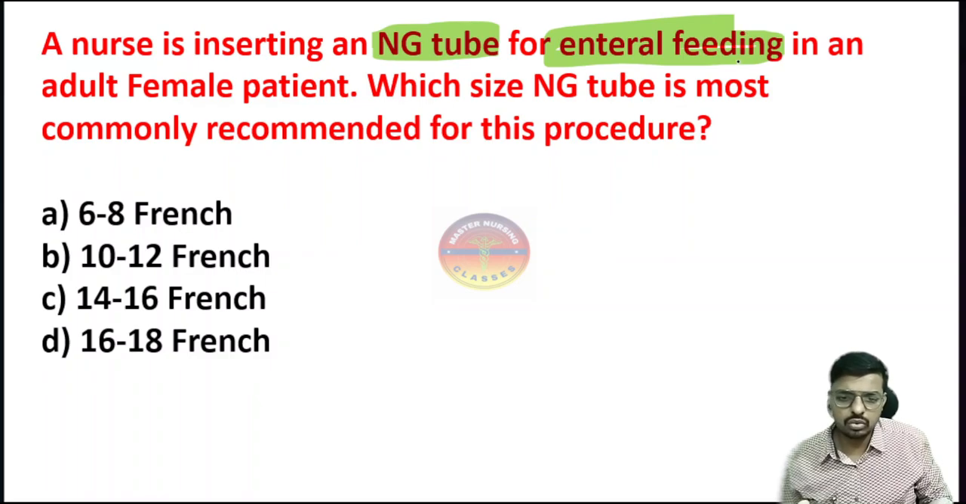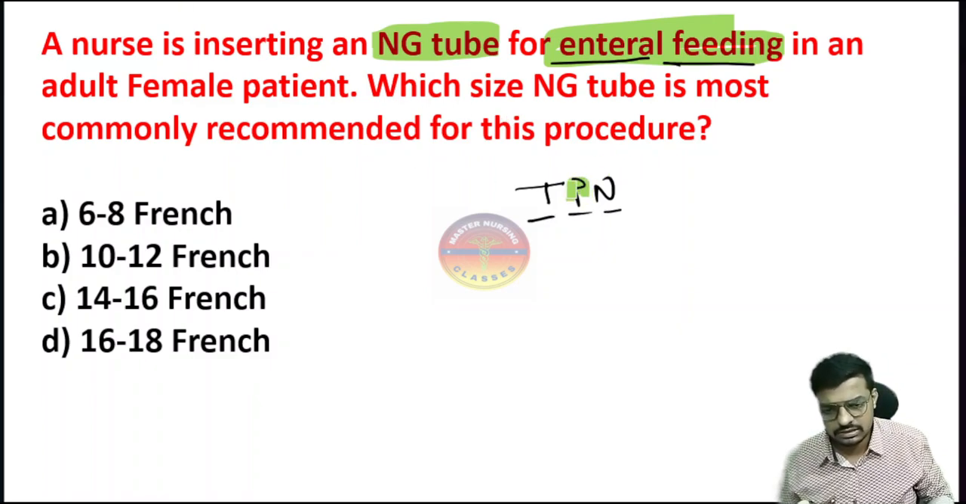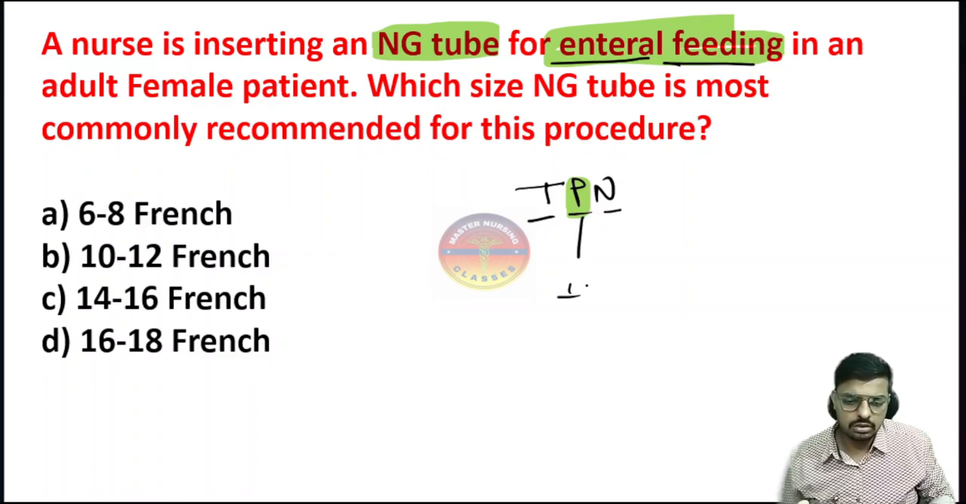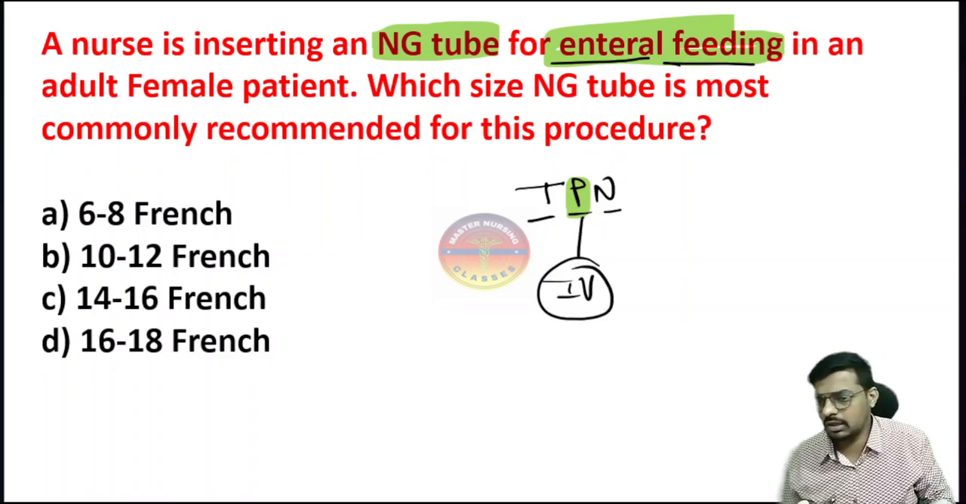We have two types of feeding. One is enteral feeding, meaning through the oral cavity we are inserting into the stomach. Another one is parenteral feeding. Did you hear the word TPN, total parenteral nutrition? Here parenteral means we are not giving from the mouth, we are bypassing the mouth and directly, intravenously, we are giving the nutrition. This is called parenteral feeding.